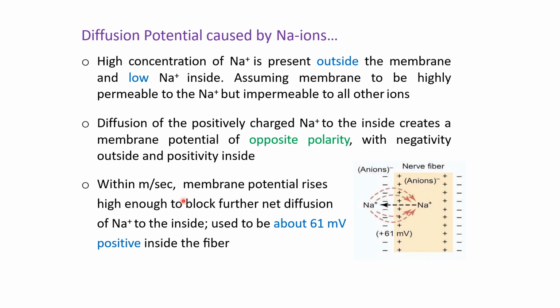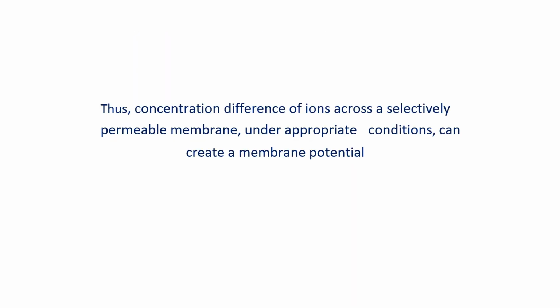Within a minute or second, the membrane potential rises high enough to block further net diffusion of sodium to inside, which is found to be 61 millivolts positive inside the fiber. So till this potential is reached, the movement of sodium from outside to inside occurs. That is the diffusion potential of sodium ions.